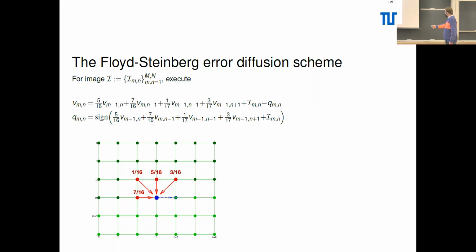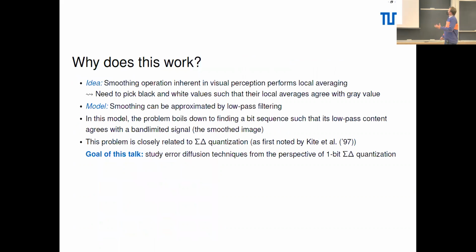What you should take here is that you're diffusing the error, so you're keeping track of some accumulated error that spreads from the top left to the lower right through the image. Okay. So why does this work? As I already said, the smoothing operation inherent in visual perception performs a local averaging, and that's what the error diffusion scheme does: you need to pick black and white values such that the local averages agree with the gray value more or less.